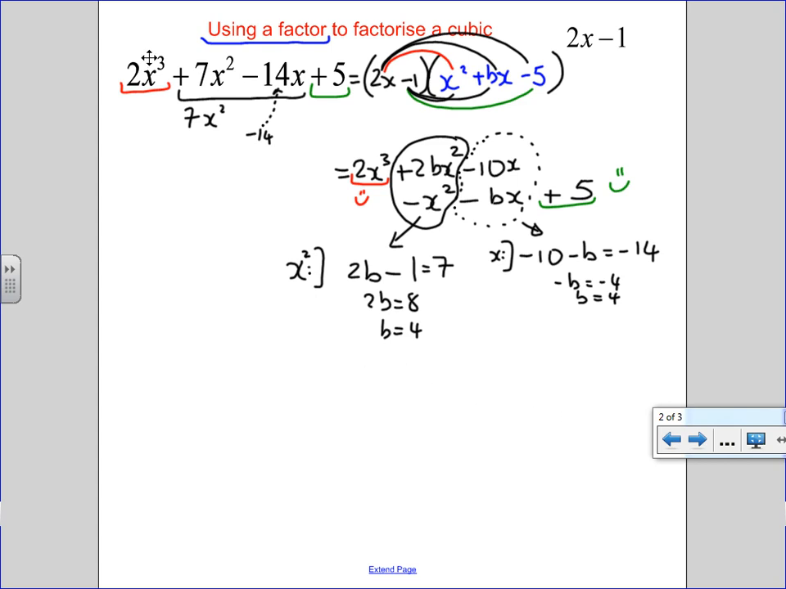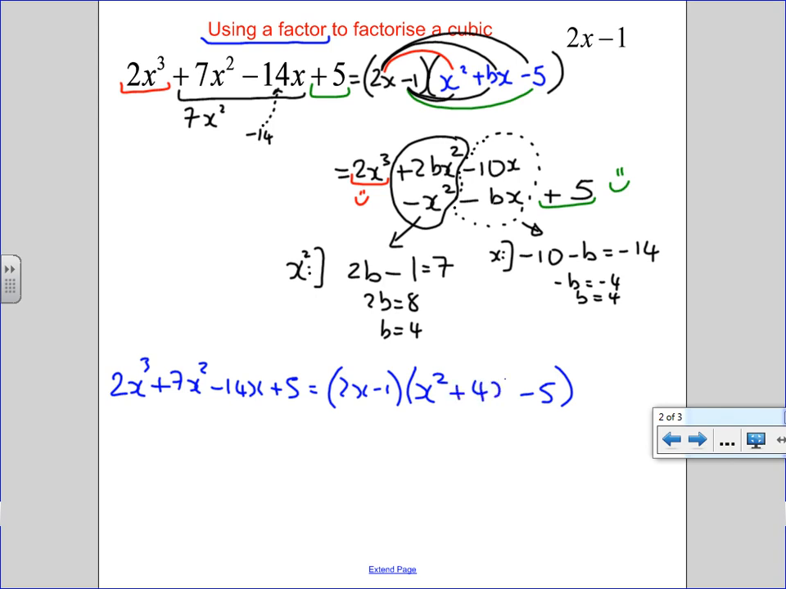So I'm trying to factorise this, 2x cubed plus 7x squared minus 14x add 5. I already knew that one of the factors was 2x minus 1. I knew it was going to be an x squared there in order to make the red bit the 2x cubed. I knew it was going to be a minus 5 on the end in order to make the green bit the plus 5. I've worked out by expanding and comparing how many x's and how many x squareds that I need plus 4x in the middle.